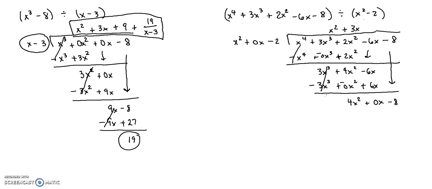Okay, so again, just matching the first terms. How do I get from x squared to 4? I need to multiply by 4. So I multiply everything by 4. I get 4x squared. 4 times 0 is still 0. And 4 times negative 2 is negative 8. And I subtract. Okay, cancels, 0, cancels. So I'm left with 0 overall, no remainder. And this is my final answer.